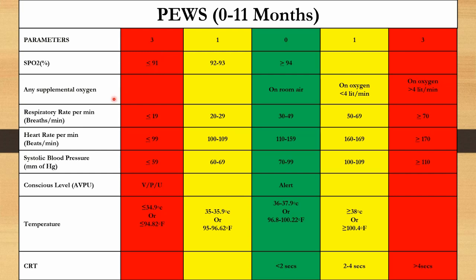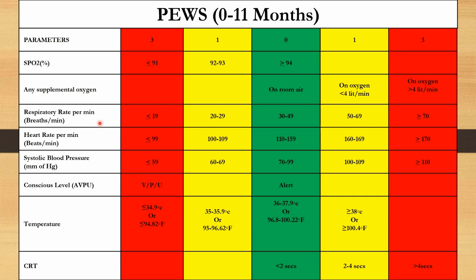The second one is any supplemental oxygen. If the baby is on room air, you can give a score of 0. If on supplemental oxygen and the rate is less than 4 liters per minute, you can give a score of 1. If the supplemental oxygen rate is more than 4 liters per minute, then you can give a score of 3. The next one is respiratory rate per minute.